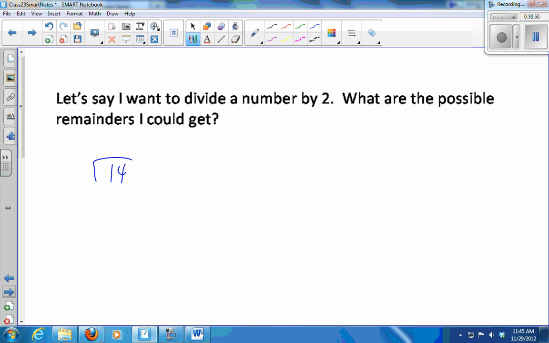I could do 14 divided by 2, and I get remainder 0, right? Any even number will be remainder 0. And any odd number, like 15, I get remainder 1. Because I can't get remainder 2, because if I had a remainder of 2, exactly, that would mean that 2 could go in again, and I would actually have remainder 0.